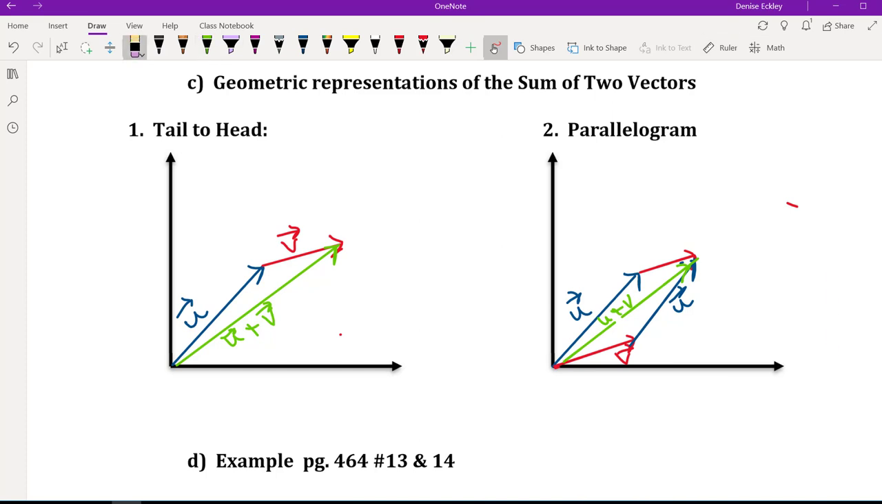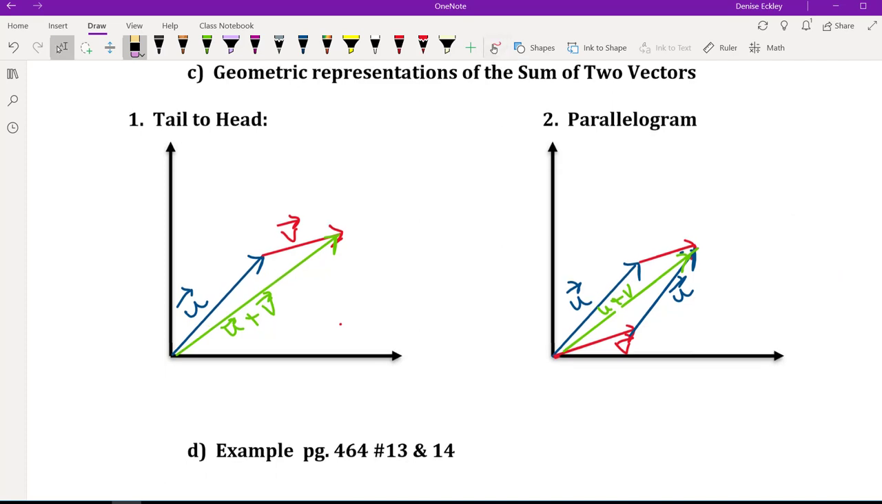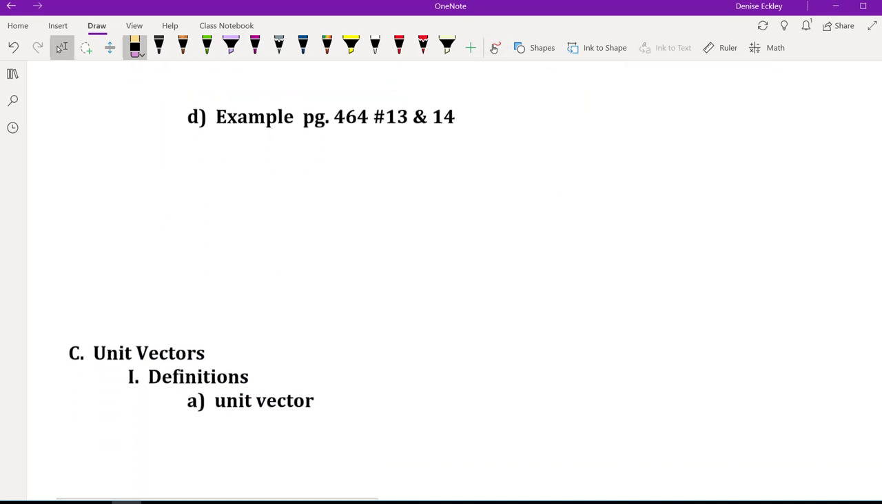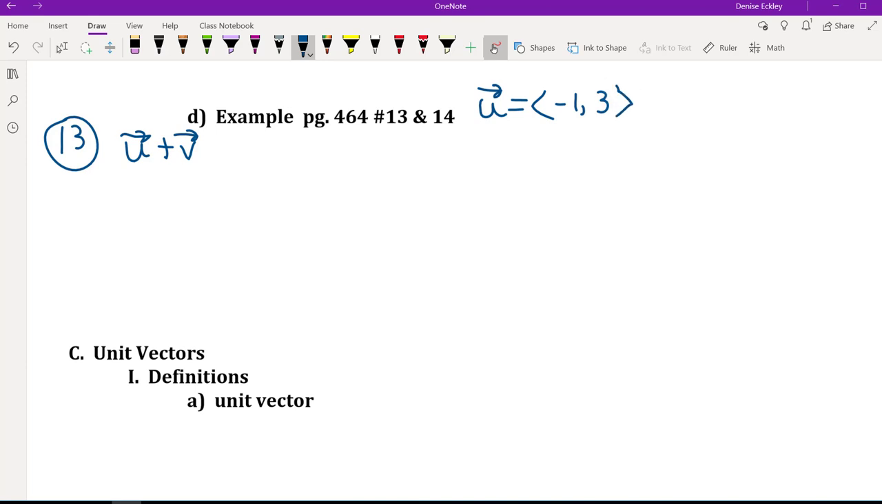Okay, so let's do an example. Let's do a couple of examples. So these are on page 464, numbers 13 and 14. In number 13, we are going to add u and v. So we need to know what they are. u is <-1, 3>, and v is <2, 4>.